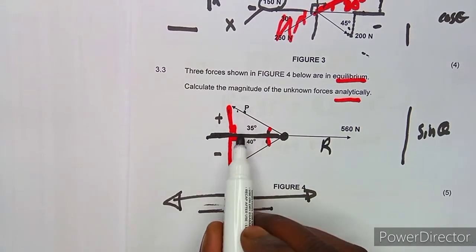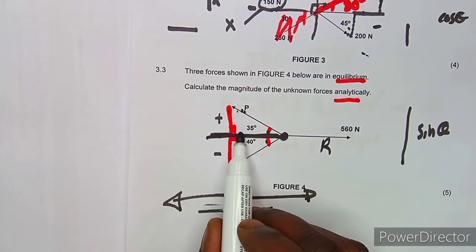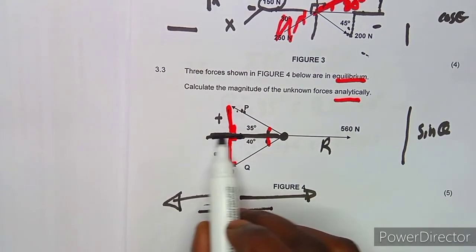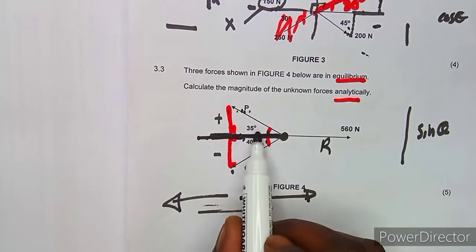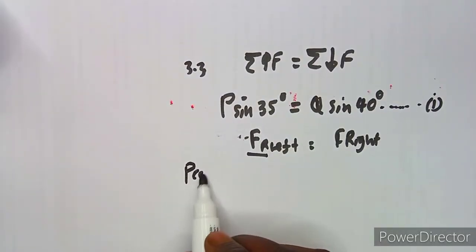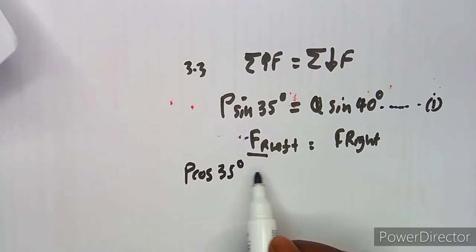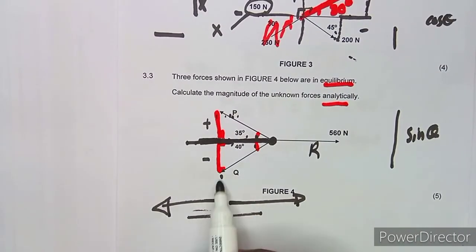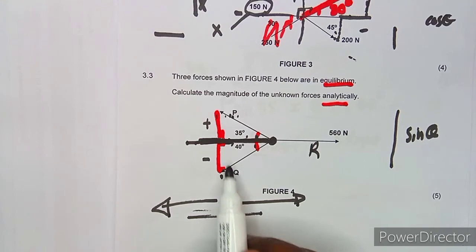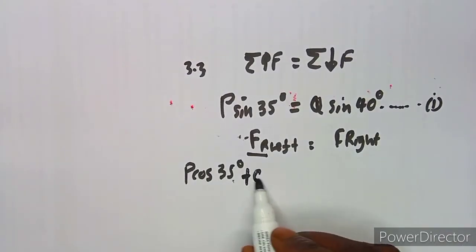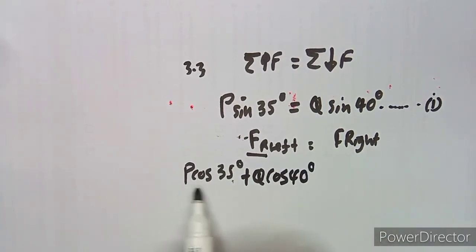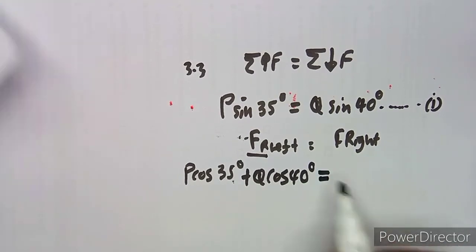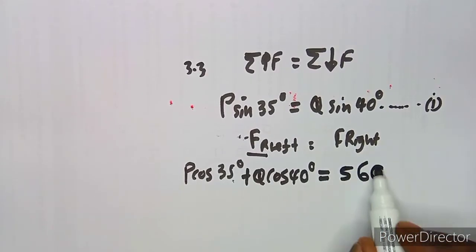So we are working with these ones on the negative, these ones. So it's P sine this time. So it's P sine, cos, sorry, horizontal, because this is horizontal, so it's P cos, because you're working with this side here. So it is going to use cos, so it's P cos 35 degrees, which is combined together with these two, which is Q cos 40 degrees. That is plus Q cos 40 degrees. Remember, these two combined together, they must give us this force to the right, which is 560, like that.